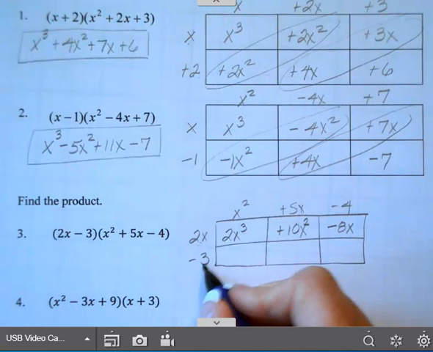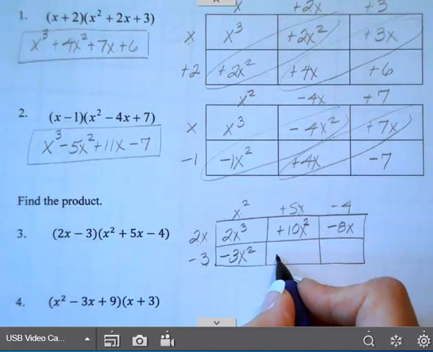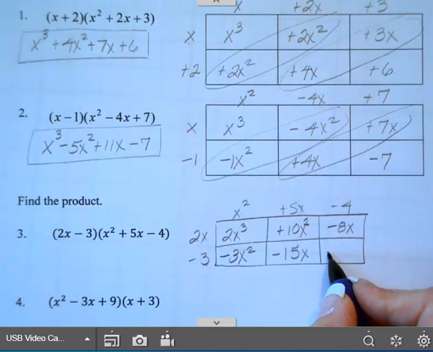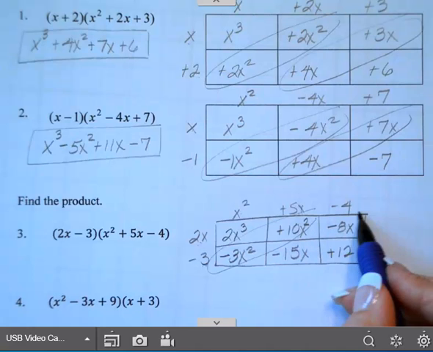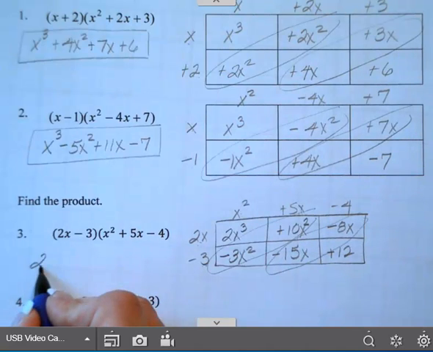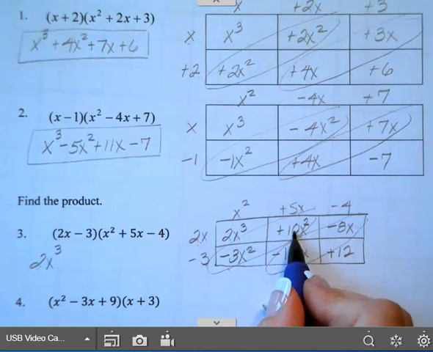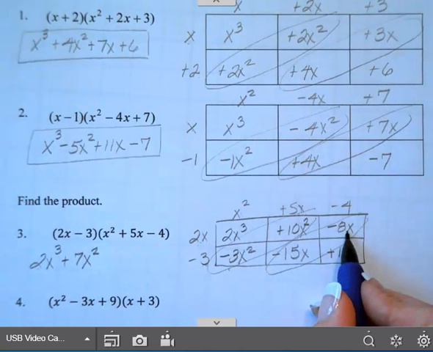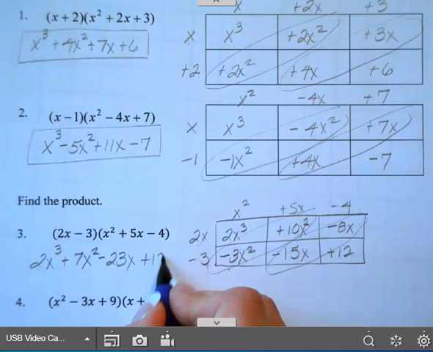On my next line, negative 3 times x squared is negative 3x squared. Negative 3 times 5x is negative 15x. And negative 3 times negative 4 gives me plus 12. Again, my like terms are on the diagonal. I only have one term with a third power, so 2x cubed. There's nothing to combine with that one. Negative 3x squared and plus 10x squared give you 7x squared. Negative 15 and negative 8 give you negative 23x. And then my number plus 12.